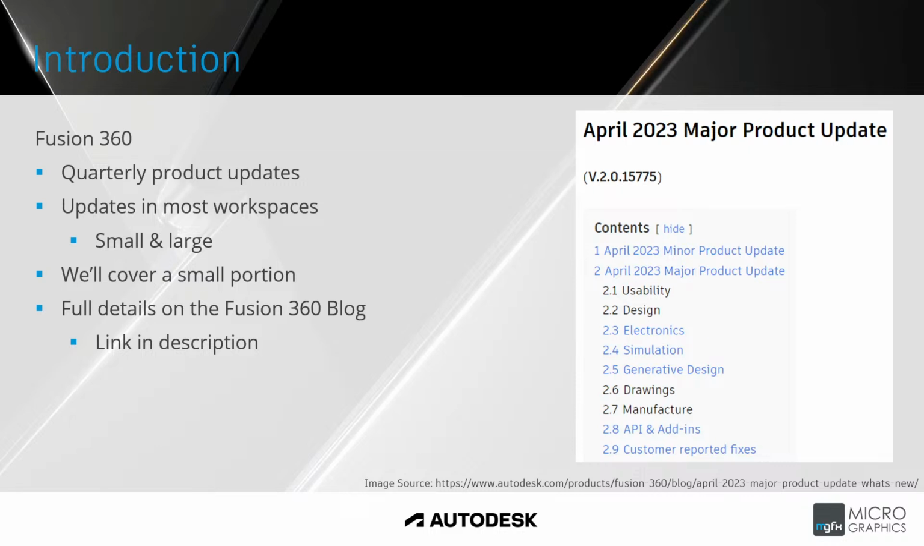You'll see on the right hand side the major product updates: usability, design, electronics, simulation, generative design, drawings, manufacture, API and add-ins, and also customer reported bug fixes. We're only going to be covering four of these: usability, design, drawings, and manufacture. That covers the biggest general use case for Fusion without going into any specialized workflows or areas like electronics or simulation.